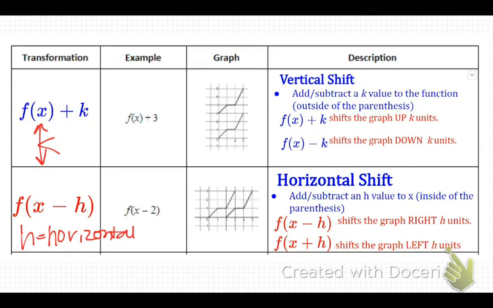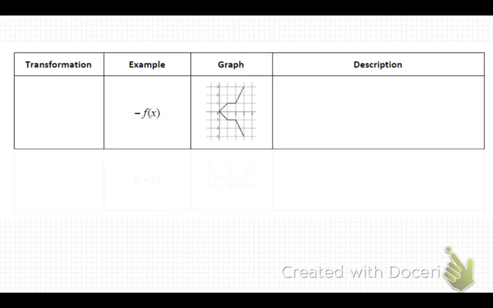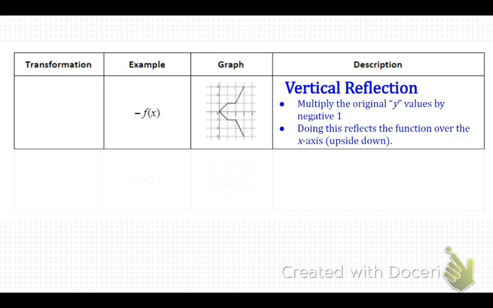Okay, so next we have negative f of x. When I put that negative sign out there, what happened? It flips, it goes down. It's called a reflection. Okay, so this is a vertical reflection.